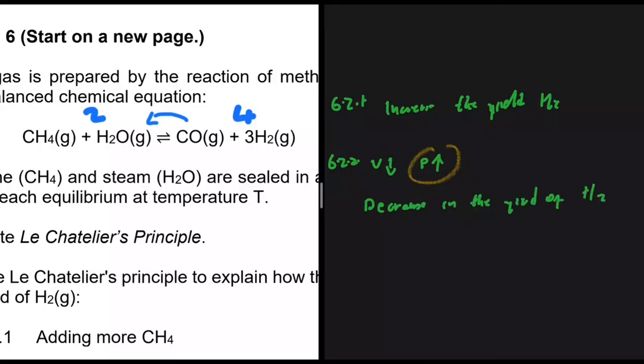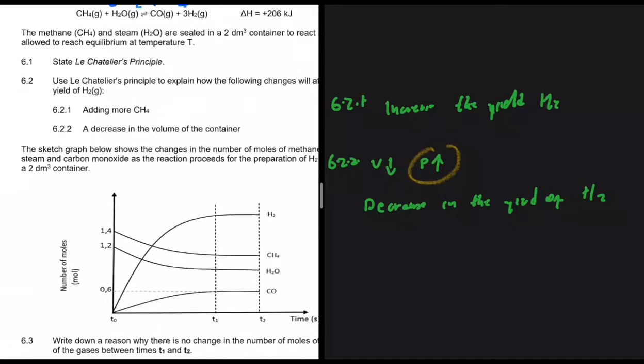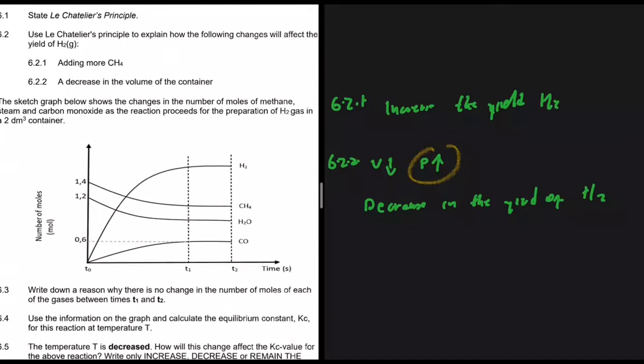And why is that so? For the reasons I just gave, right? We are decreasing the volume, the pressure increases. The system wants to reinstate the equilibrium by favoring a reaction that opposes the change. Since we have increased the pressure, the system wants to decrease the pressure. So the reverse reaction will be favored because it leads to less number of moles of gas, hence less pressure. So that is 6.2.2 right there.